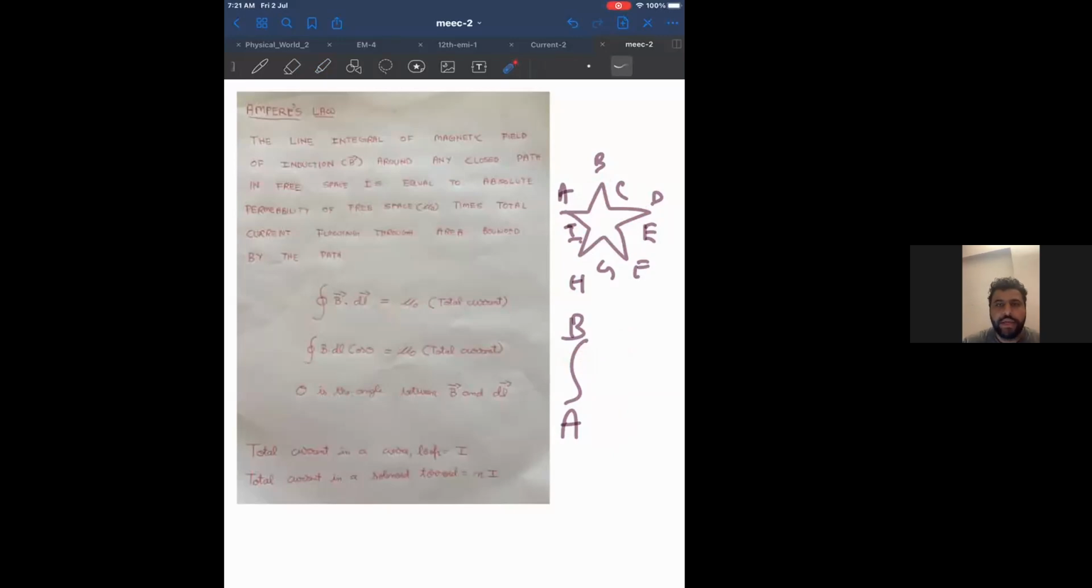Did you understand what the meaning of closed integration is? Loop. You have to complete the entire loop. From where you started, you have to go everywhere and come back. But if I don't put closed integration, then you don't have to do the complete loop.